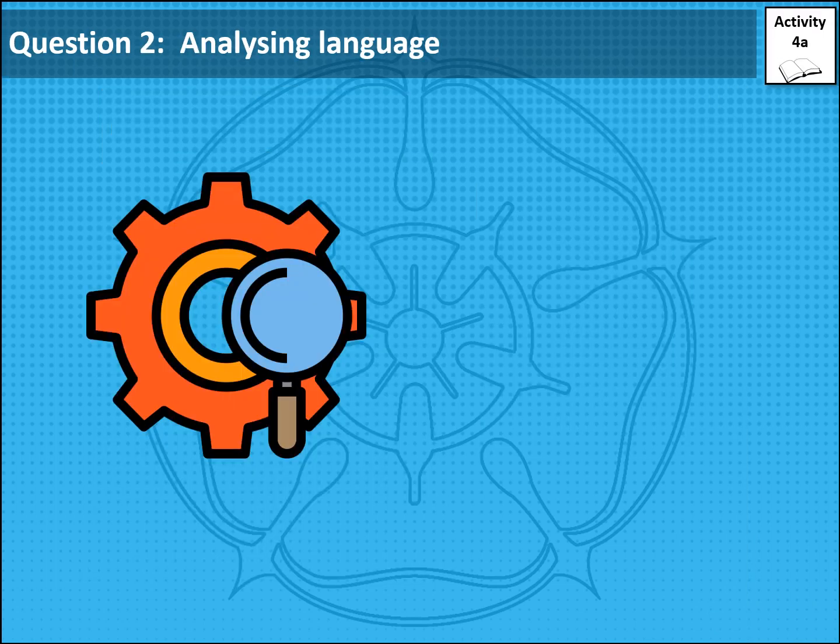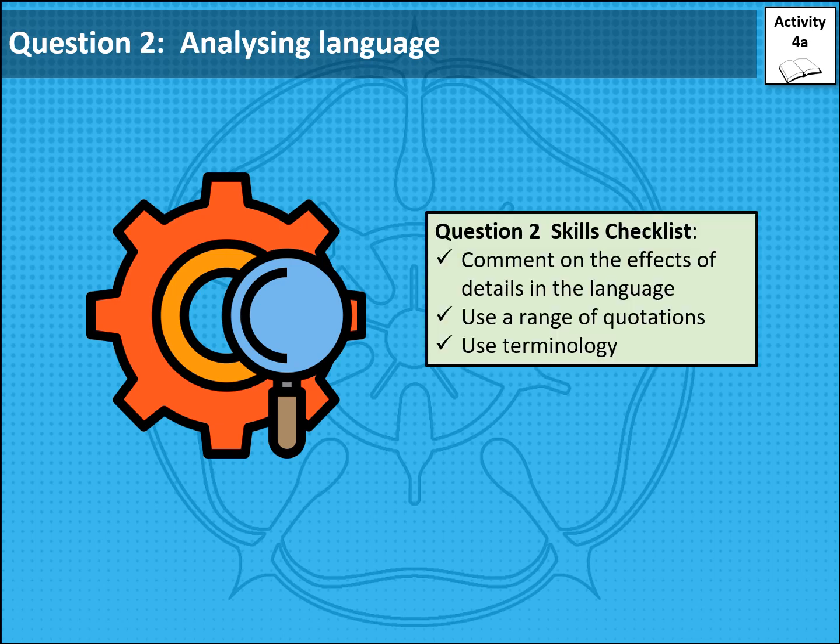Now let's take a look at question 2. For a high mark in question 2, you're being asked to analyse how language has been used. Analyse means to break down something into tiny pieces, examine those pieces in detail, and then look at how they all work together to achieve a final effect. The mark scheme assesses you on 3 skills: how well you can comment on the effects of details in the language, how well you can use a range of quotations, and how well you can use terminology.